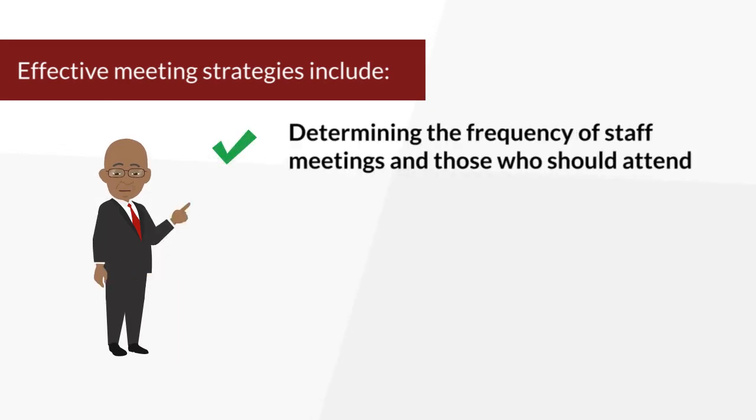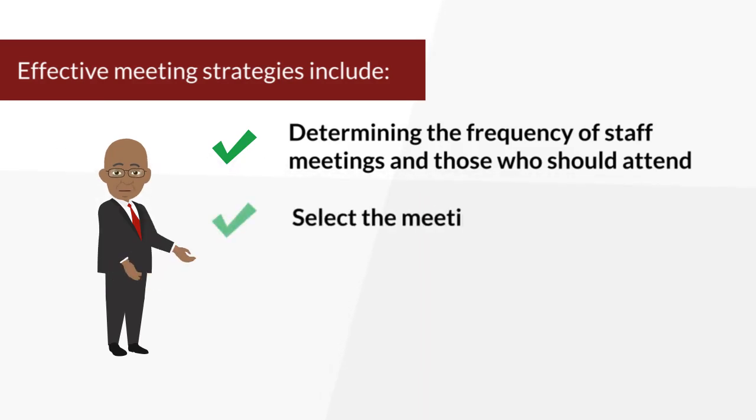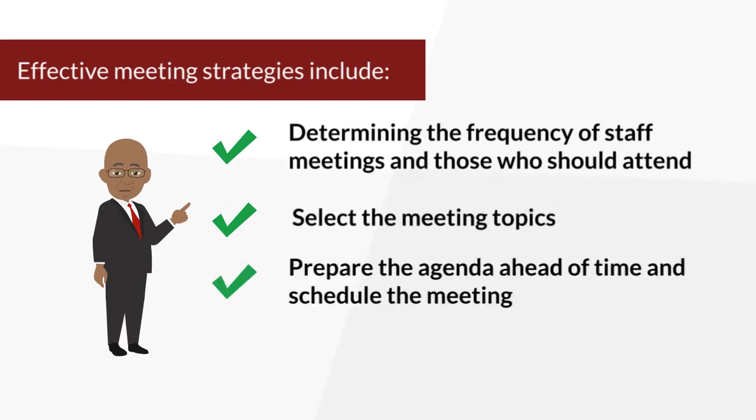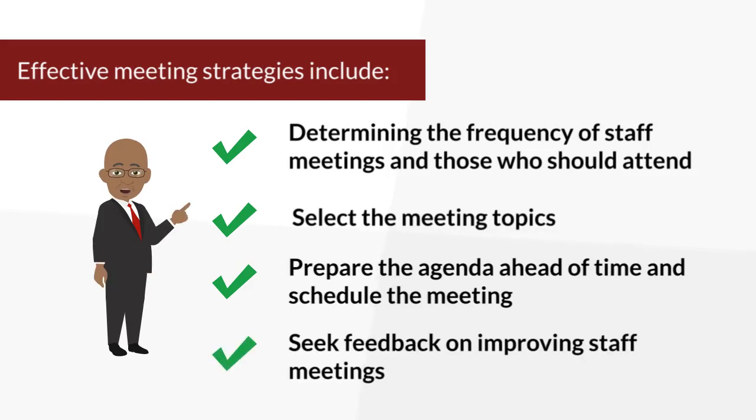Determine the frequency of staff meetings and those who should attend, where you consider the number of employees, where they work, their workload, and the time involved during planning. Select the meeting topics like sharing company goal updates, noteworthy news, and giving praise and recognition. Prepare the agenda ahead of time and schedule the meeting. Seek feedback on improving staff meetings.